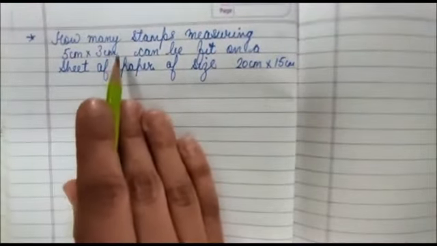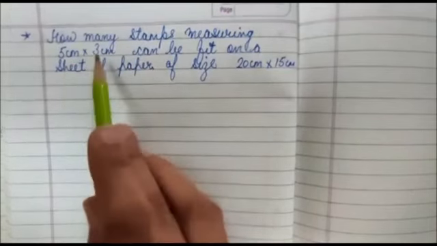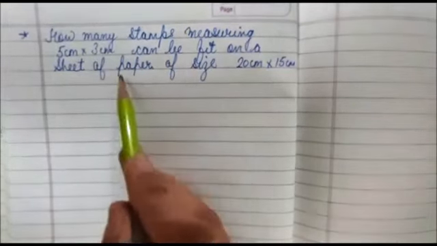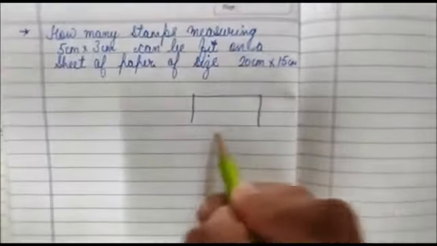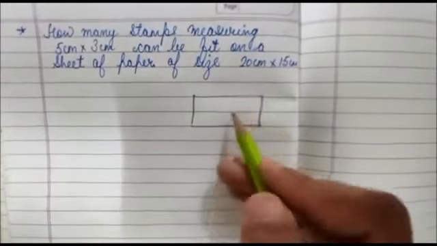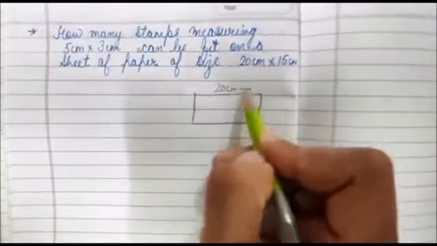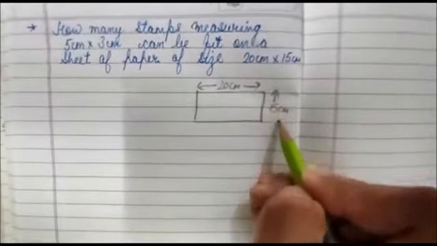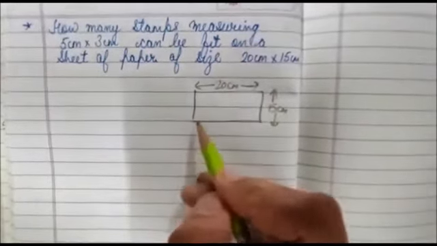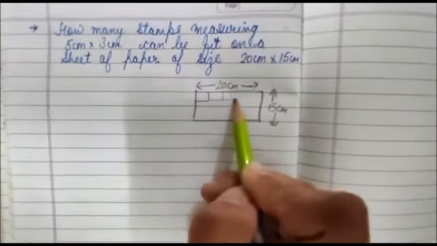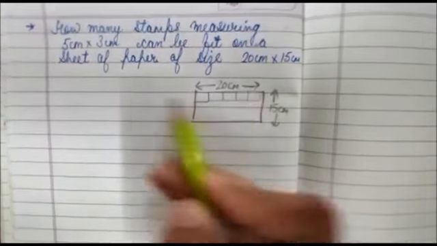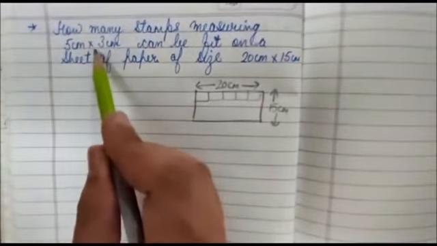Now let's read. How many stamps measuring this can be fit on a sheet of paper? So here I have one sheet of paper. Let me explain you this with the diagram. And what I have to do on this sheet of paper, whose dimensions are also given, like this is 20 centimeter, right? And other side is 15 centimeter. I know the dimensions of this sheet, and what I have to do, I just have to fit the stamps on it. And the stamp measurement is also given. It's 5 centimeter into 3 centimeter.